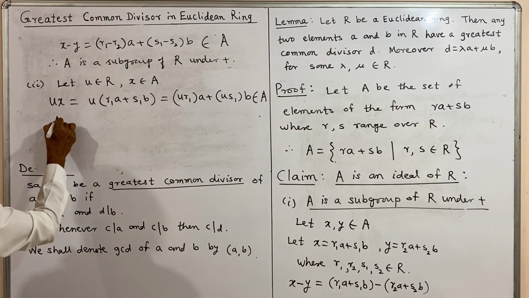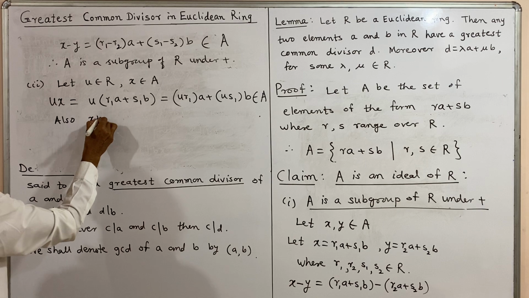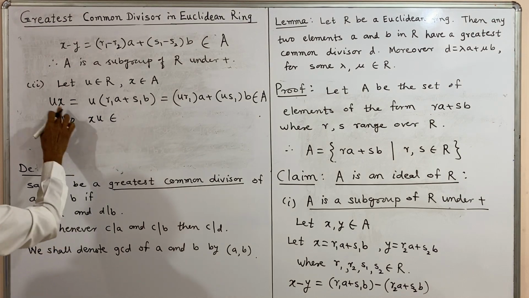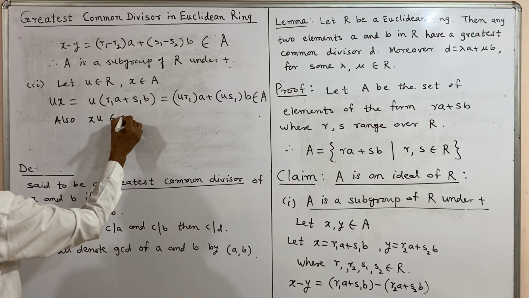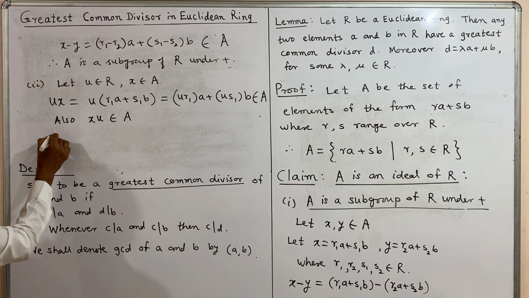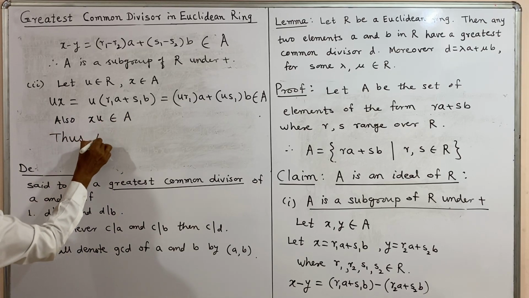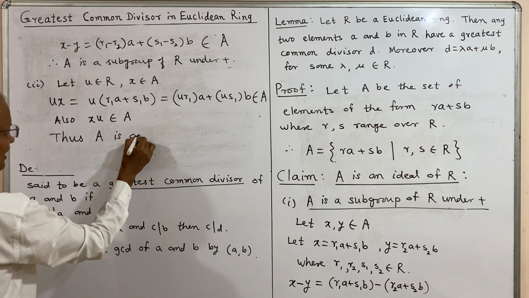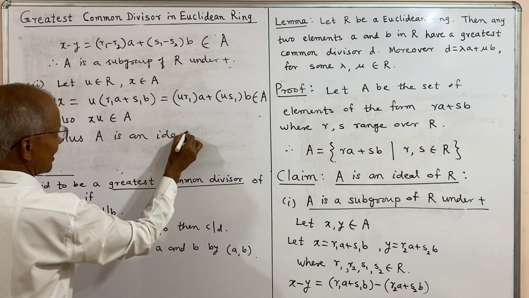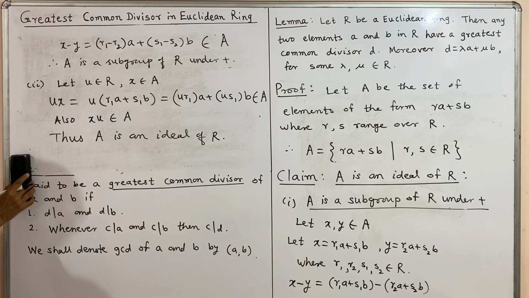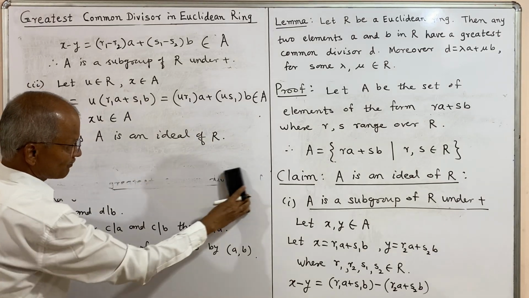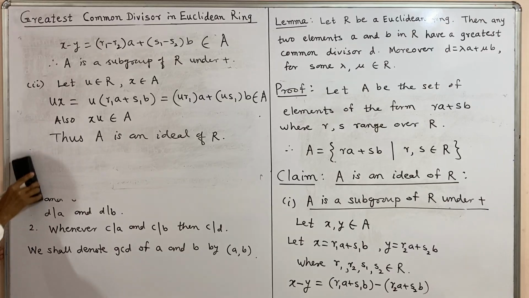Similarly, also X into U, these are commutative, therefore these are equal. The ring is commutative, belongs to A, and hence A is an ideal of R. This proves it.